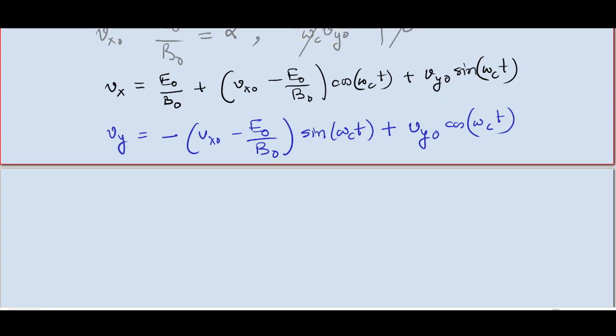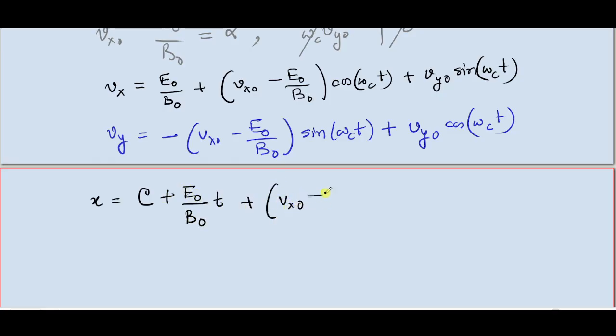Now that we have got velocity components as functions of time, finding out position components is absolutely trivial. You can simply integrate this expression with respect to time to get x. Of course, the integration will lead to an arbitrary constant of integration. Let's call that c for the time being. E0 by B0 simply integrates to this. This one gives you 1 over omega c sine omega ct, and this one gives you minus Vy0 by omega c cos omega ct.